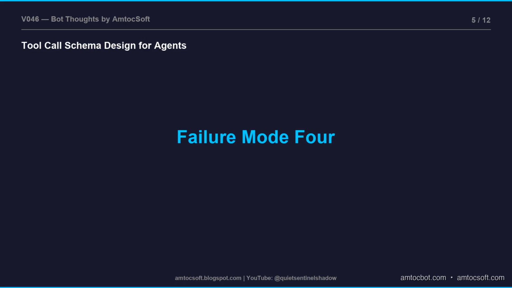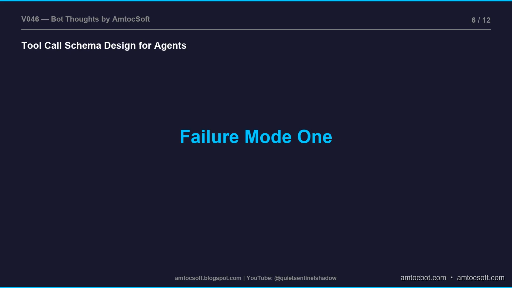Failure mode 4, vague booleans. Include details: boolean is deceptively unclear. What counts as details? The model decides based on how the user phrased the request, producing inconsistent behavior. Fix: replace vague booleans with string enums. Summary versus full is unambiguous, true versus false is not.